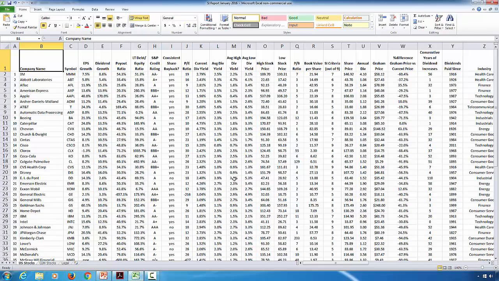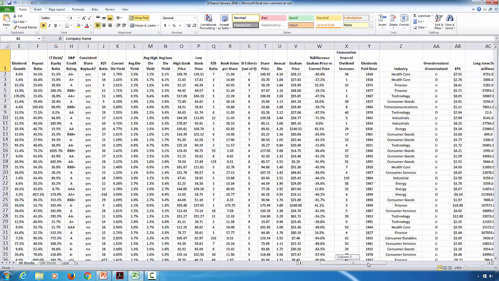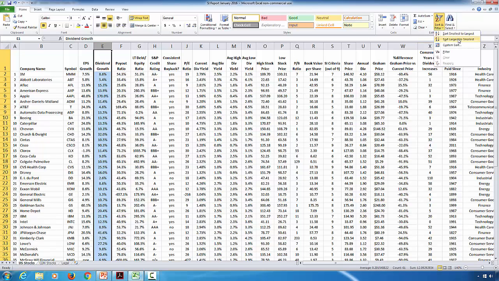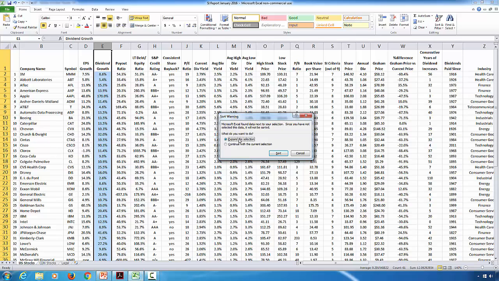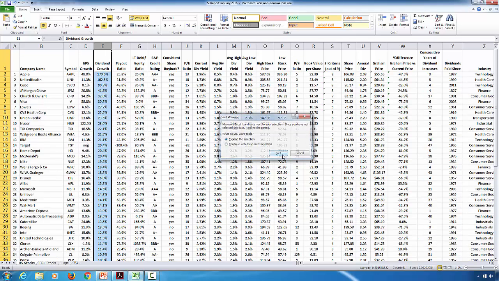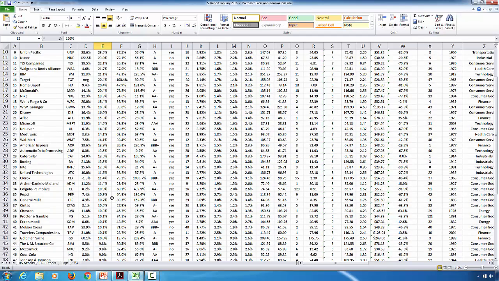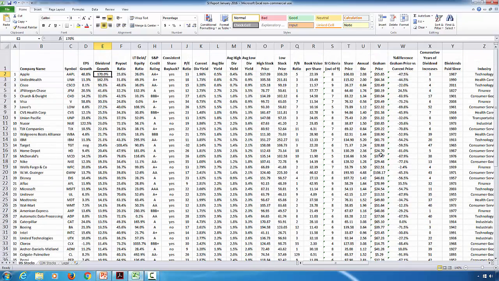The great thing about having this in Excel format is all of the columns are here, all on one page, and you can then sort on any of these columns. So for example, if I wanted to look at companies that have the highest dividend growth, I could select the column, sort from largest to smallest, expand the selection, yes, and now it's going to give me the list of companies sorted from highest dividend growth to the lowest. Okay, and you can do that with any of these columns.